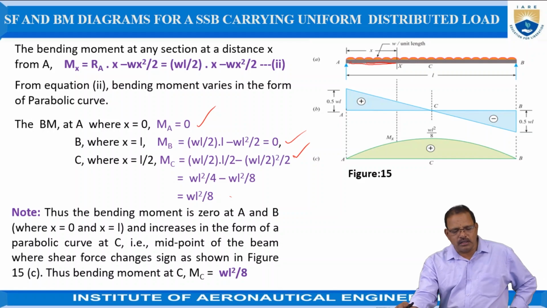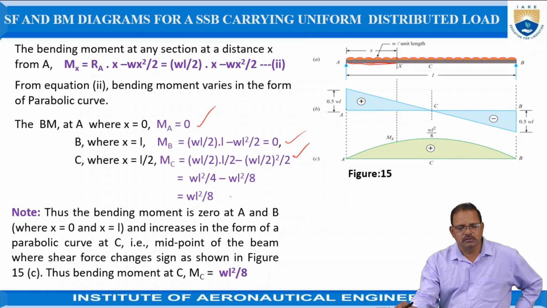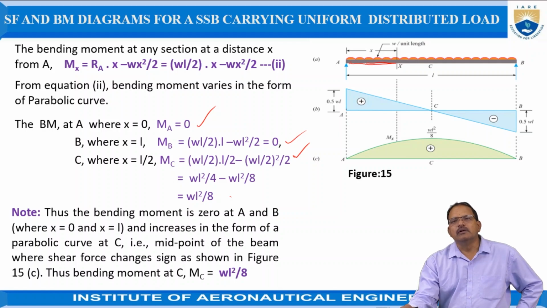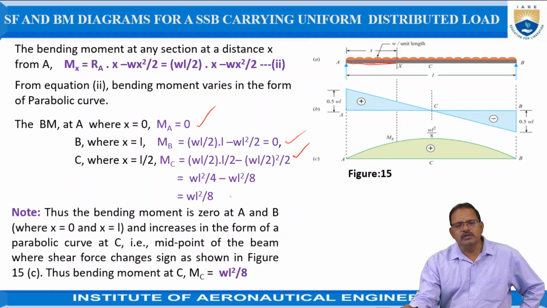So after getting all these values, draw the shear force and bending moment diagrams. From this it is evident that the bending moment is 0 at A and B, and has its maximum value at the middle, where the shear force changes its sign from positive to negative.